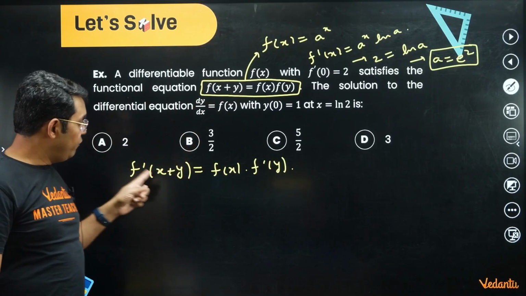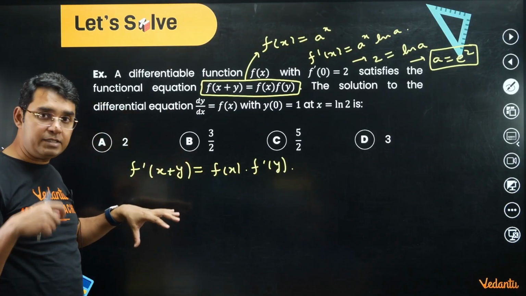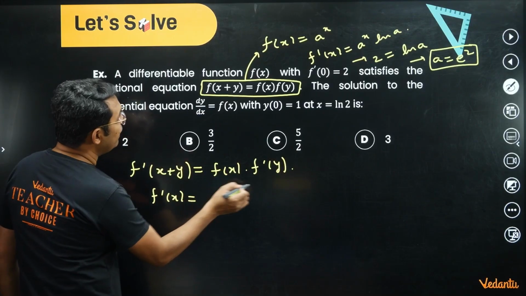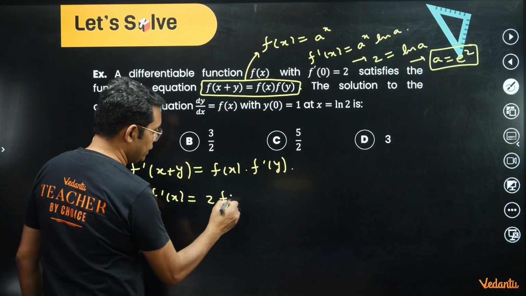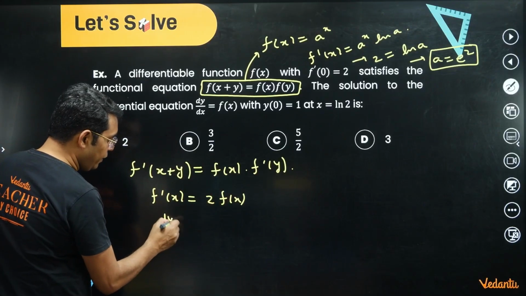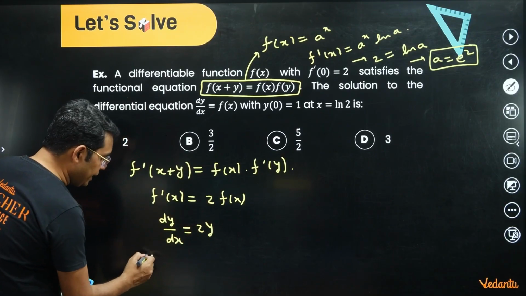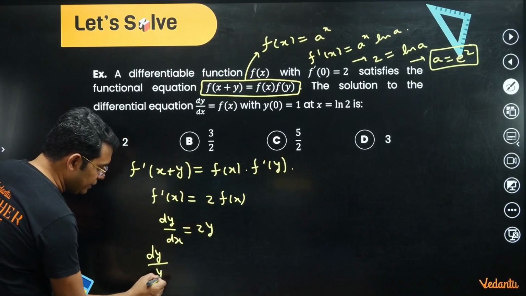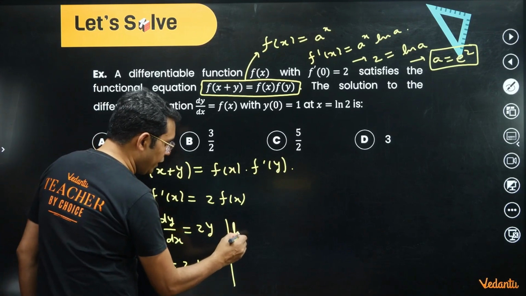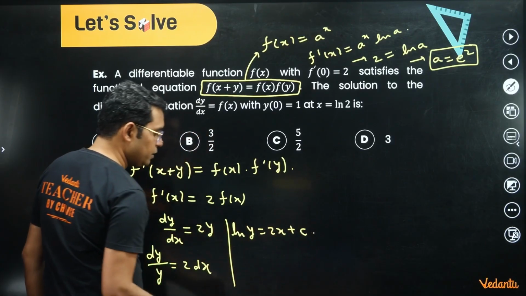Now we have taken y as a variable, but now I will put y as 0. So this will become f dash x is equal to f dash 0, which is 2 into fx. Now considering fx as y, this will be dy upon dx is equal to 2y. We can integrate it after writing it like this: dy upon y is equal to 2 dx. So we will be getting ln y is equal to 2x plus some constant.